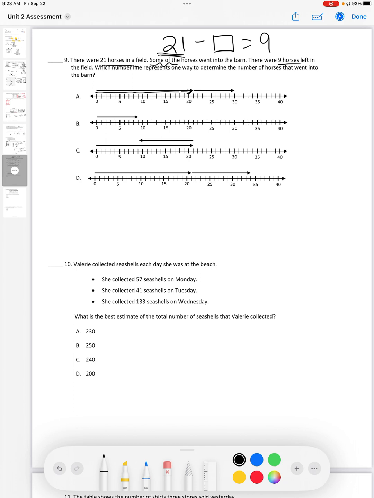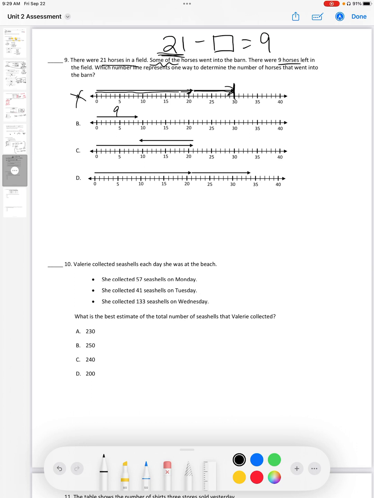But from there it adds 9. We're not adding 9 on here. The number of horses that went inside can't be 30. That's not reasonable. We could not have more horses go in than were in the field to start with. So A is not an option. B just goes to the number 9. It doesn't represent the equation at all.